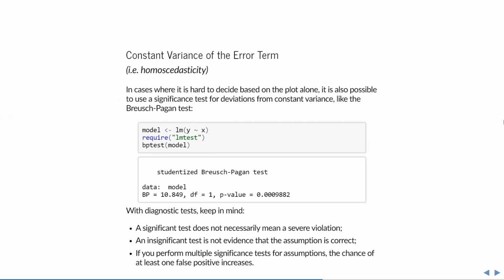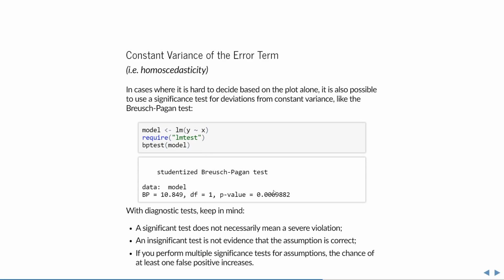Again, if you're not quite sure whether there is heteroscedasticity or not based on the plot, then it is possible to use a significance test. And in particular, a lot of people use the Breusch-Pagan test. You can use the built-in test in R, the non-constant variance test, ncvTest, which I think is from the package car. But a more robust version of the test is the studentized Breusch-Pagan test, and that's included in the package lmtest. Again, if you have problems installing it, you can look for an alternative, but this is a very nice test that is a lot more robust than the other ones out there.